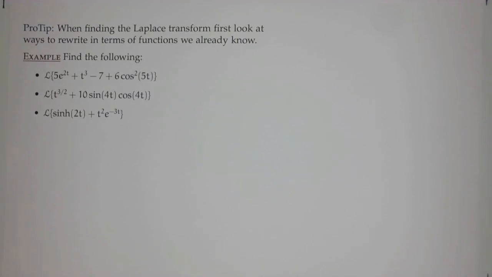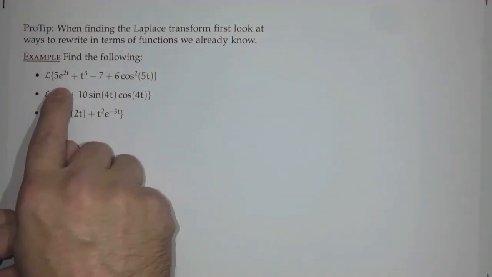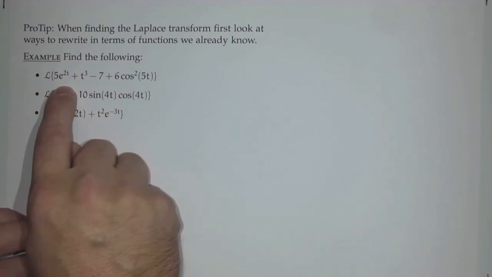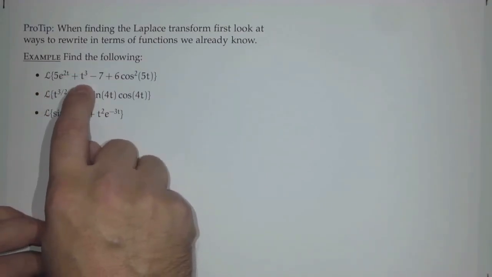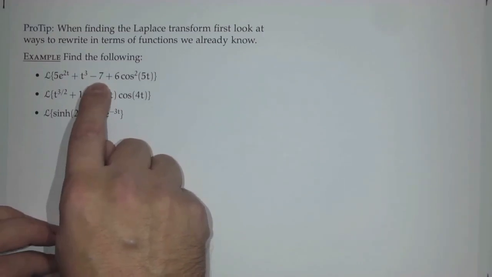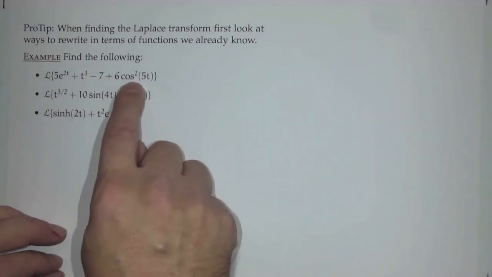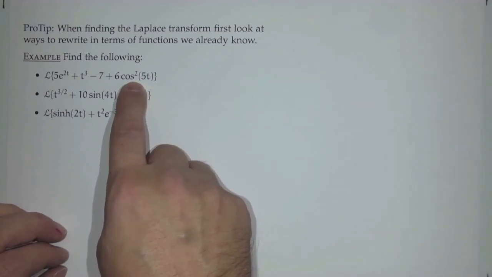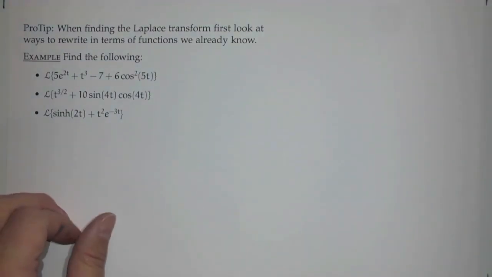No worries. But what we want to do is we want to say, hey, we invested time in our rules. Let's not have to go back and reinvent things. Let's see if we can't rewrite things so that it falls into our rules. So let's look at our pieces. Can we handle e to the 2t? Yes, that's one of our rules. Can we handle t cubed? Good. 1? Yes. Cosine squared? Can we handle cosine squared?